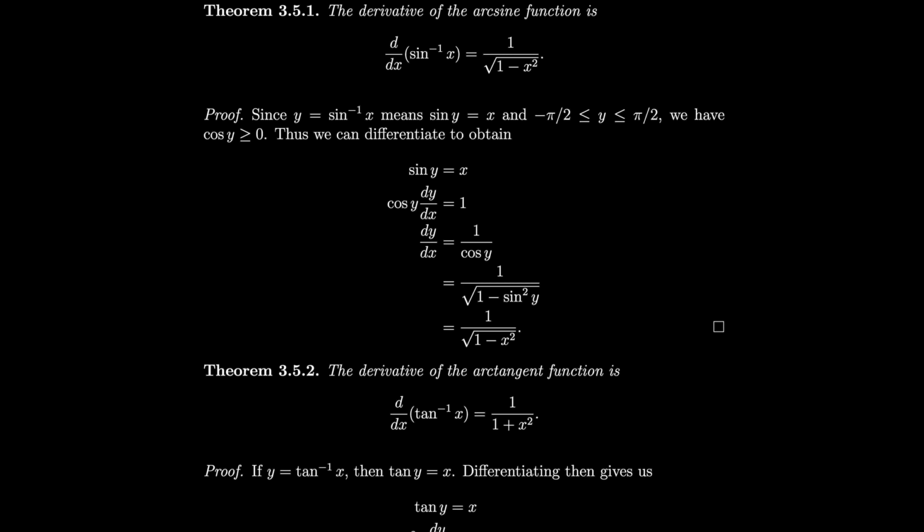and it was positive to begin with, so we don't have a problem. But then we said that sine y is equal to x. So sine squared is x squared. So that's just 1 over square root of 1 minus x squared.